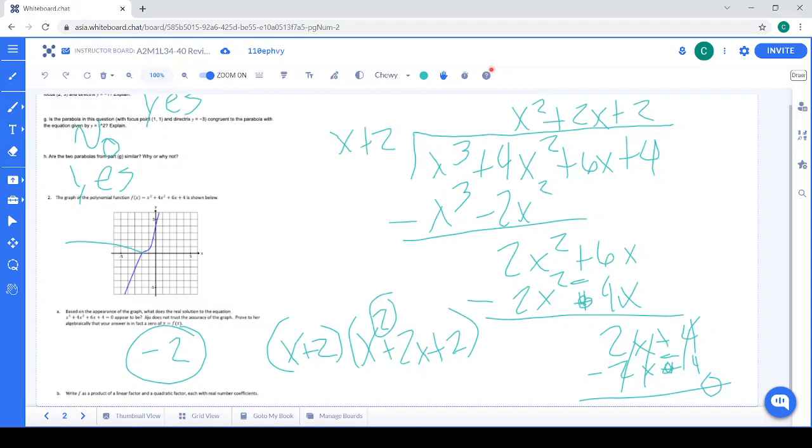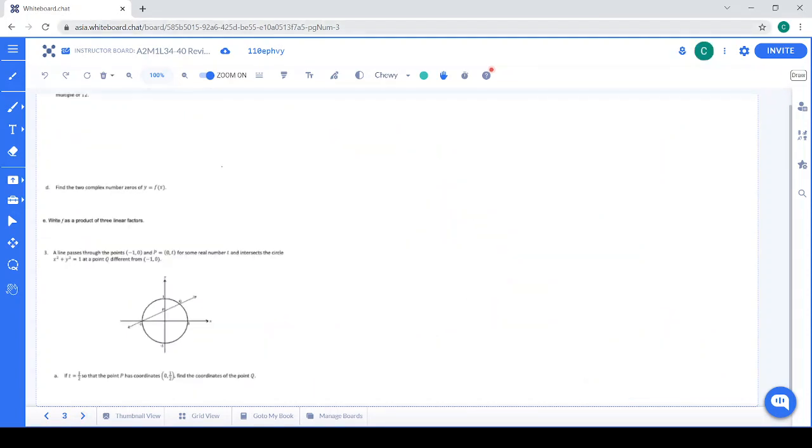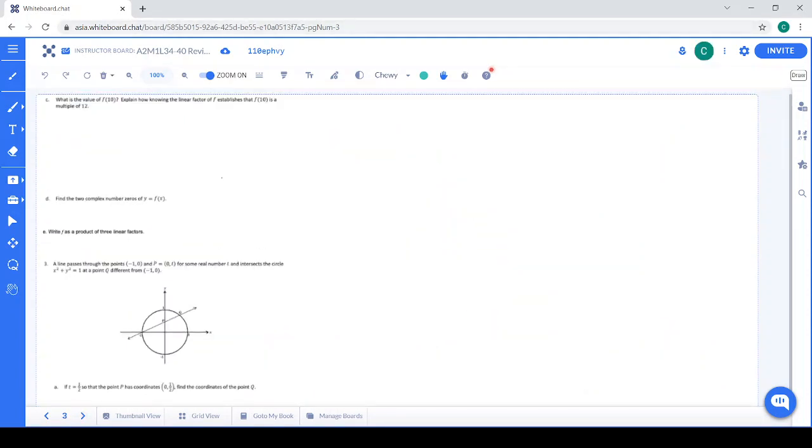So there's the answer to B. I think this, nope, not the last page. Got another one. Okay. So here, what is the value of f of 10? Explain how we know that the linear factor of f establishes that f of 10 is a multiple of 12. Okay. We didn't do a whole lot of these, but we can do that.